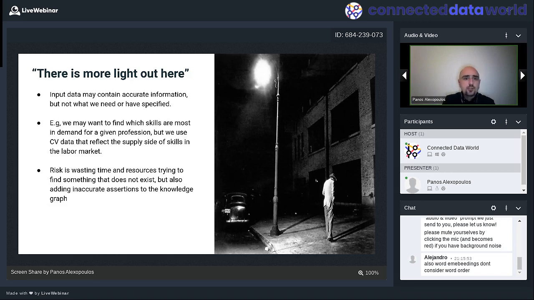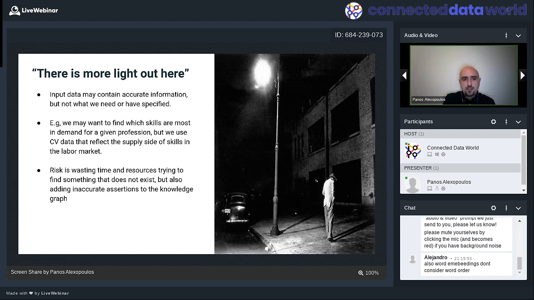To give you an example from my company, one of the mining tasks that we want to do is to be able to find which skills are more in demand for a given profession, right? Candidates ask, okay, what skill do I need in order to find a job in that profession? Now, if we analyze this knowledge from CV data, the relation that we will get will not be accurate.